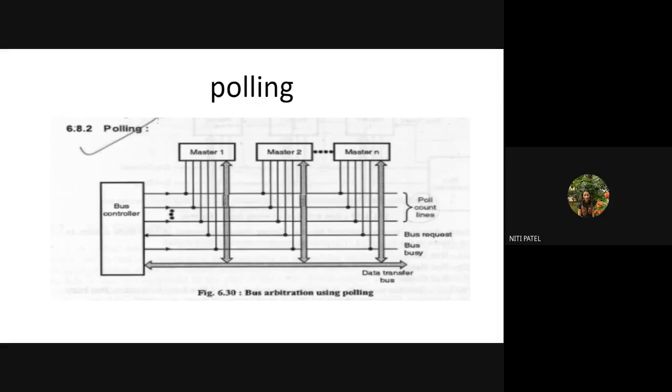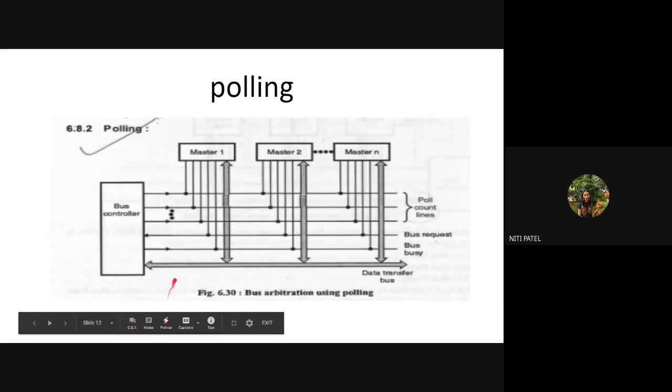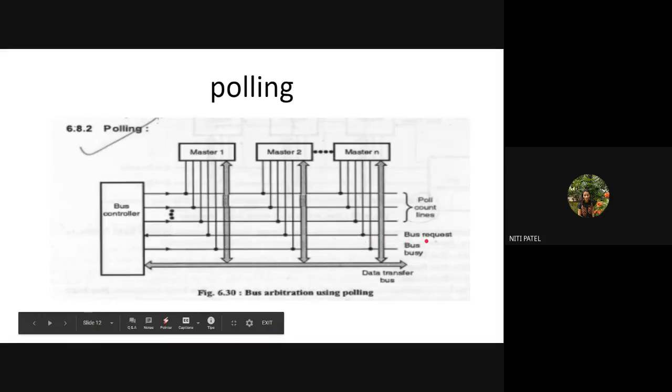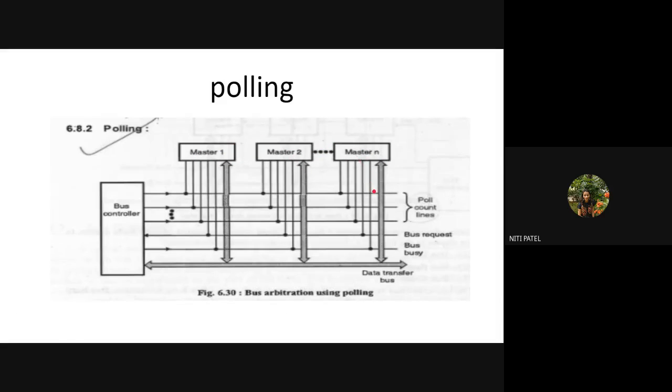Now today we will be seeing the second bus arbitration technique, which is called the polling technique. Now if you see in the diagram, again we have a bus controller. Again, we have a bus request line, a bus busy line, a data transfer line, and there are master devices, that is, the systems which want to transmit the data. Whichever device gets the bus will be called the master.